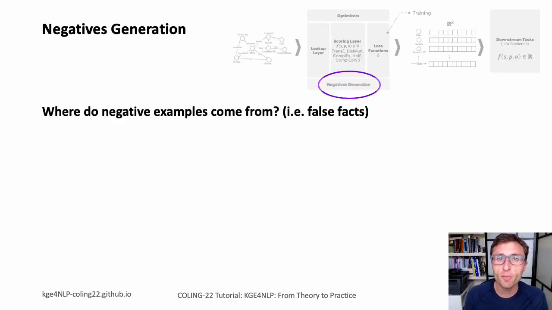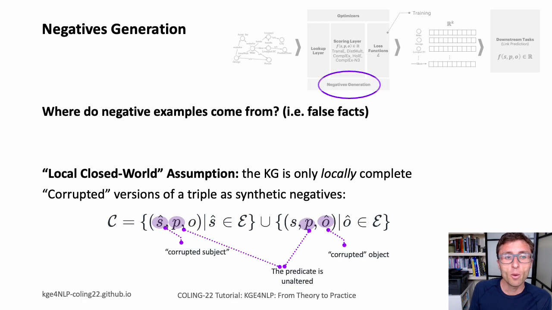Where things are a bit different from traditional neural architectures is the way we generate negative examples. I said a couple of times so far that we train knowledge graph embedding models in a supervised manner, so we need positive and negative examples. So you may ask yourself, where do all the negative examples come from, right? Or where do these false facts come from? Knowledge graphs don't include false facts. Well, we make them up.